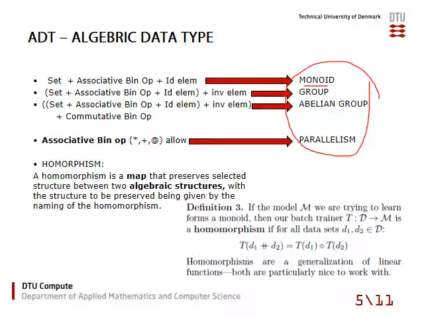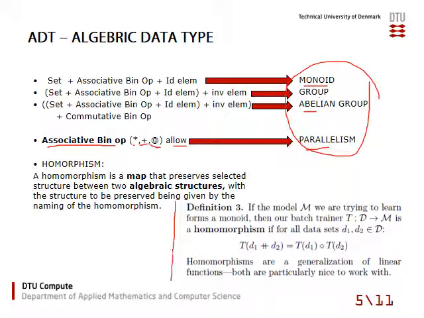The interesting thing is that if we have an associative binary operation like multiplication, addition, or concatenation of lists, this operation can be done in parallel, and with the rise of multicore this is important. After that, a group is a monoid with an inverse element, and an abelian group is a group with a commutative binary operation. Another concept is the homomorphism.